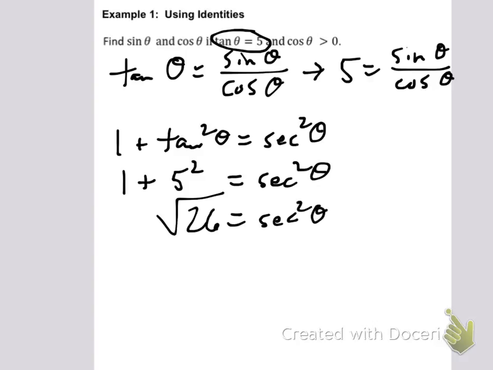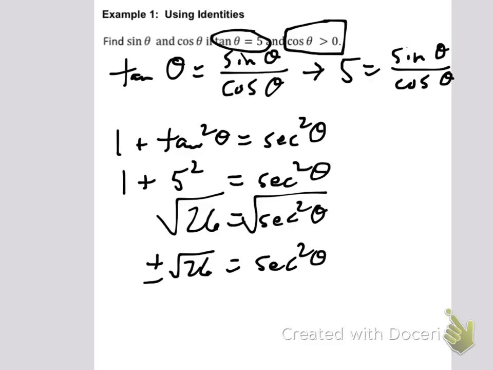Now, if I take the square root of both sides, I get plus or minus radical 26 equals secant theta. You might ask why I got plus or minus. Well, when you take the square root of both sides of an equation, you have to account for plus or minus. That's where cosine theta greater than 0 comes in. Cosine is greater than 0, which means, by the way, I screwed that up, it should just be secant theta. Since cosine is greater than 0, that means it's positive radical 26. Now the cosine is just the reciprocal of that.